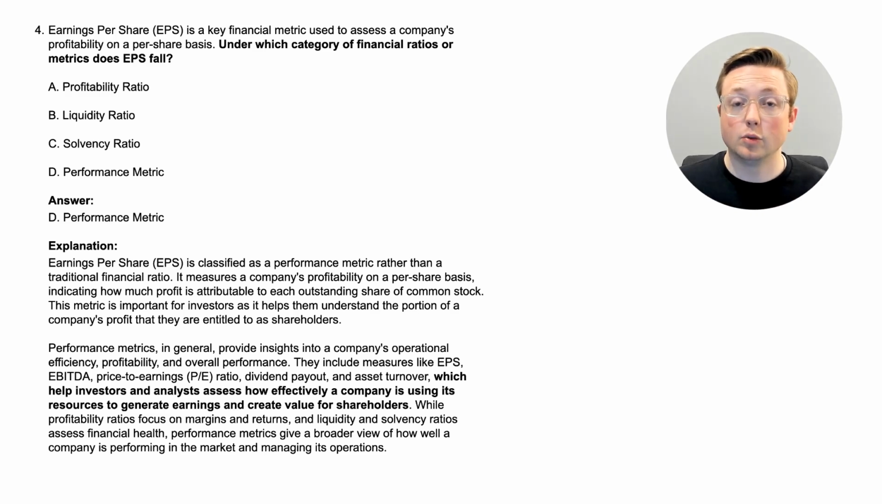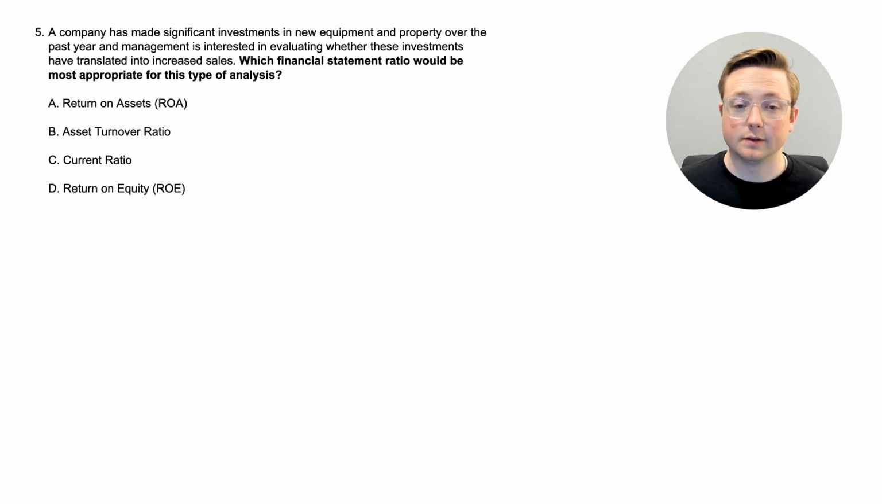But let's go ahead and do one more question to help solidify this a little bit more. All right, here we are at question 5. Again, it's a good practice, a good habit to be in. Which financial statement ratio would be most appropriate for this type of analysis? Okay, so with that information, let's read the rest. A company has made significant investments in new equipment and property over the past year, and management is interested in evaluating whether these investments have translated to increased sales.